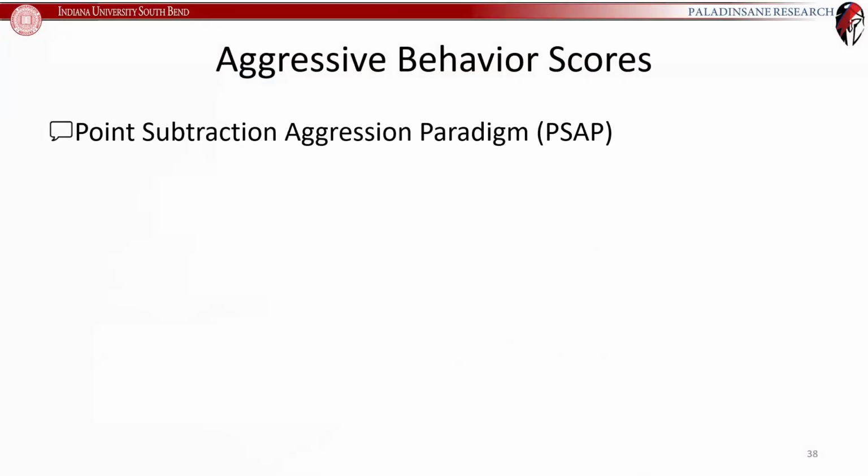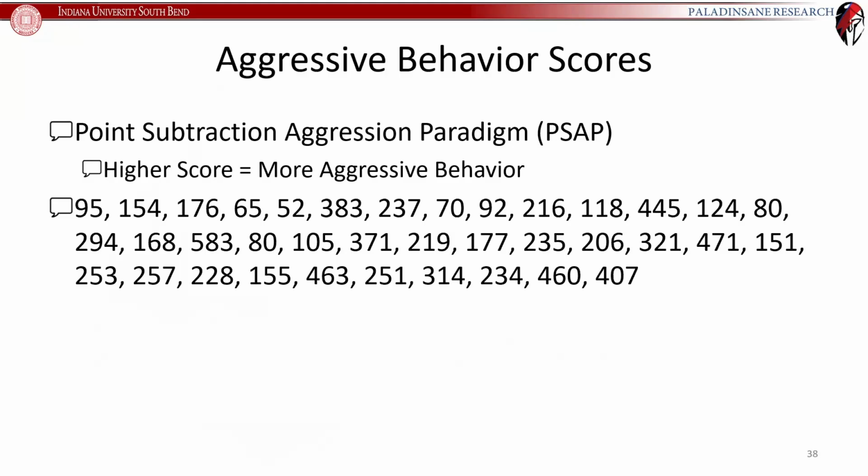All right, so the point subtraction aggression paradigm, as we mentioned, higher score equals more aggressive behavior. There were 37 subjects, and there are their scores. So once again, I put this up because looking at this, it is extremely difficult to take a look at that and say, oh, okay, yeah, I see the pattern. I get it. There's more scores over here and there's fewer scores over here. I can totally see that. We can't. Our minds are not made to do that. So what we're going to do instead is we are going to take a look at this and see how you can communicate this in a much better way.